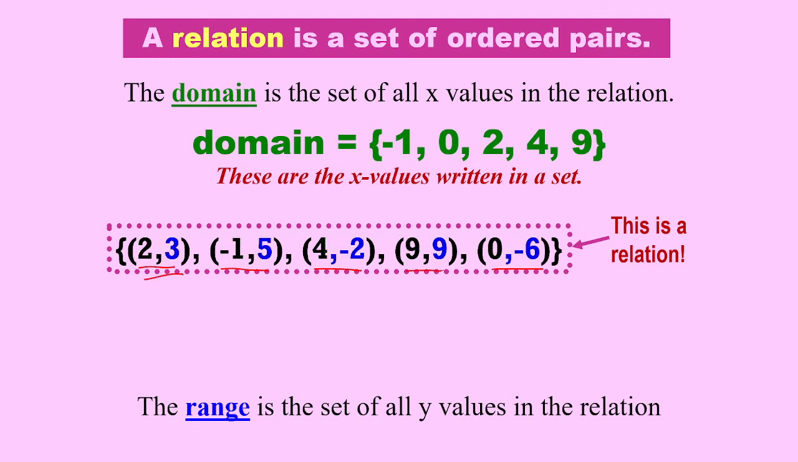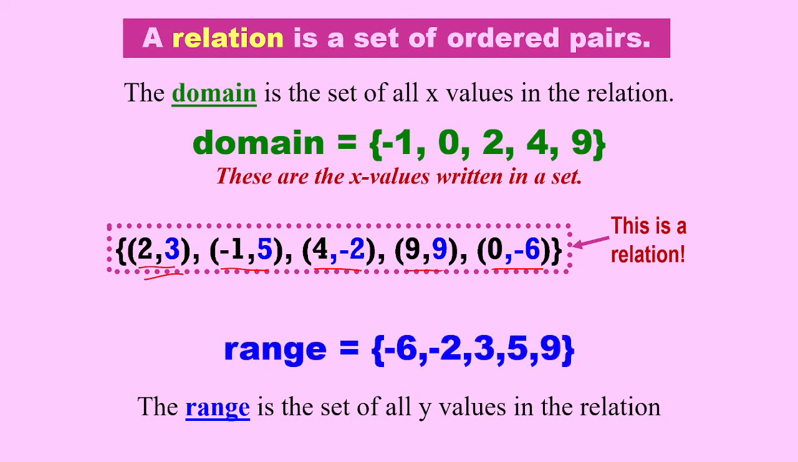Very good. Your answers are all correct. 3, 5, -2, 9, -6. The one that changes color, we call the range. And then, I'm going to arrange it in increasing order. It's okay if you didn't, no problem, it's still fine.